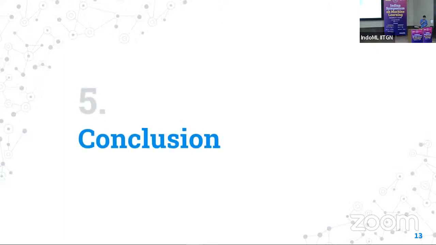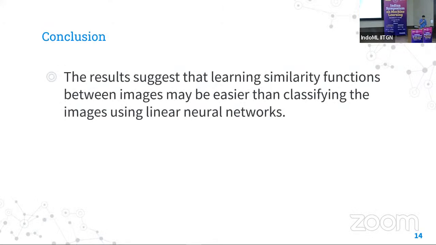So now I'll conclude. The results clearly suggest that learning similarity functions between images may be easier than classifying the images using linear neural networks. So that is one point which I went through.